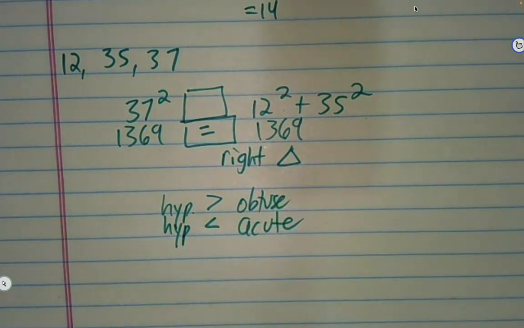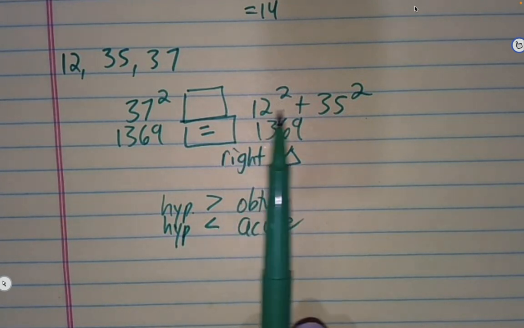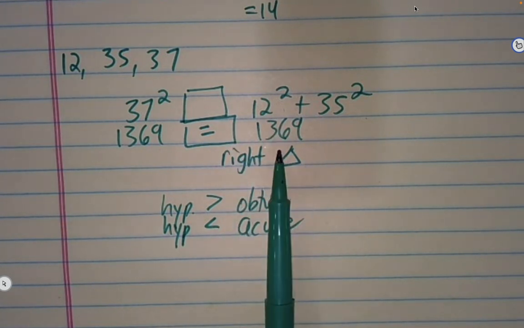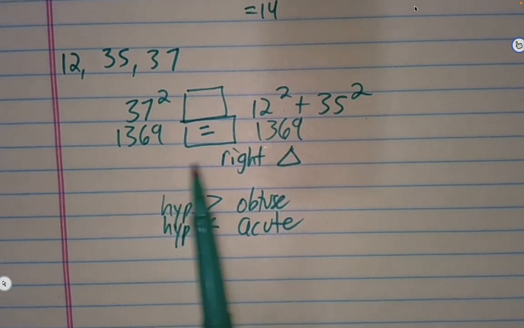So you did 144 plus. Yeah, I just typed in 12 squared plus 35 squared, and it gave me that. And then they were equal. Are we good with that one? Yes, I remember that. Okay.